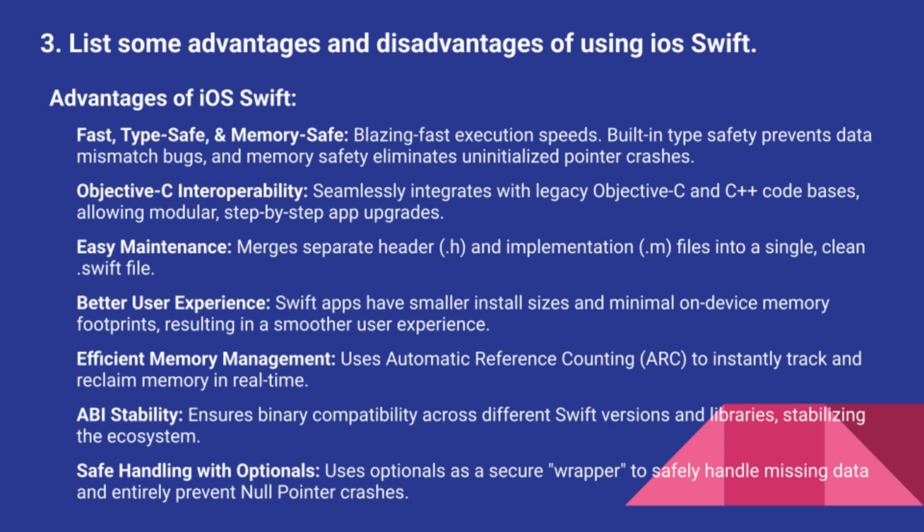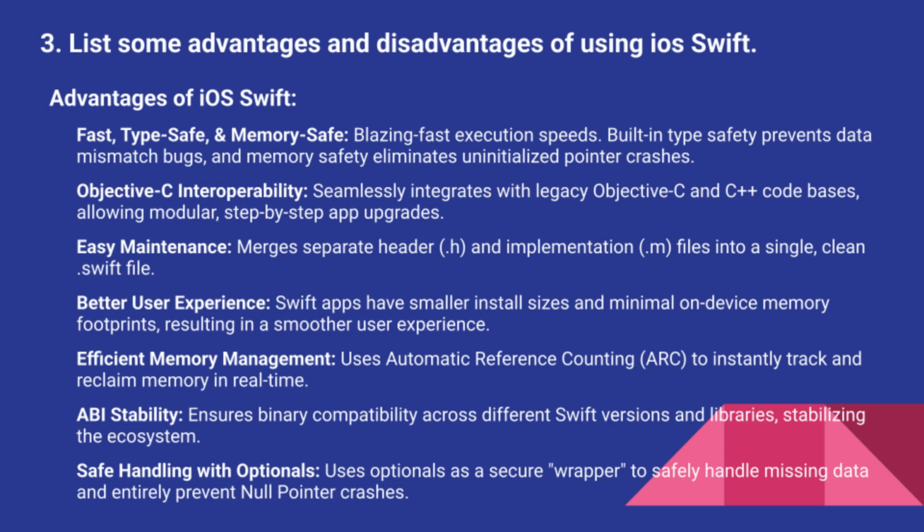What are the advantages and disadvantages of using Swift? This is a critical interview question because it tests your objective understanding of the platform's trade-offs. Let's look at the advantages first. To start, Swift is fast, type-safe and memory-safe. Its execution speed rivals C++. Type safety catches errors at compile time rather than runtime, and memory safety prevents nasty pointer crashes. This drastically shortens the debugging feedback loop.